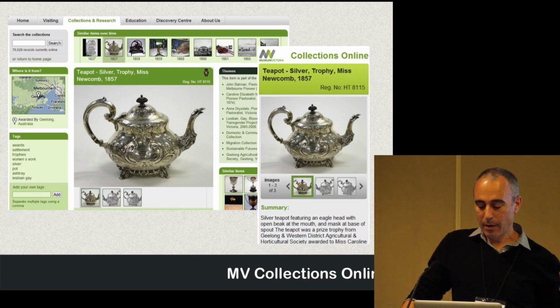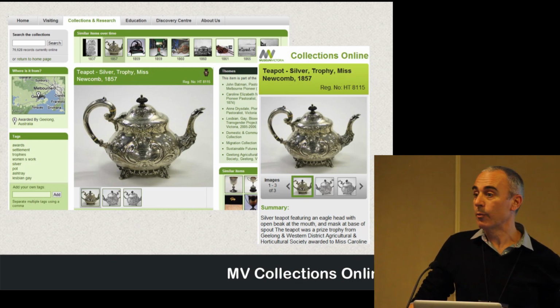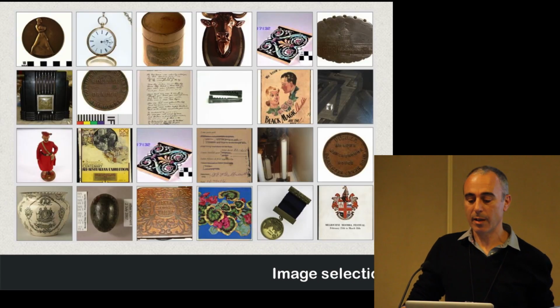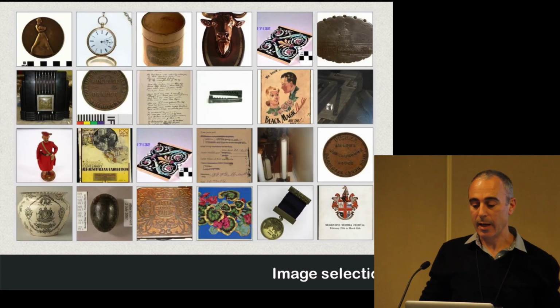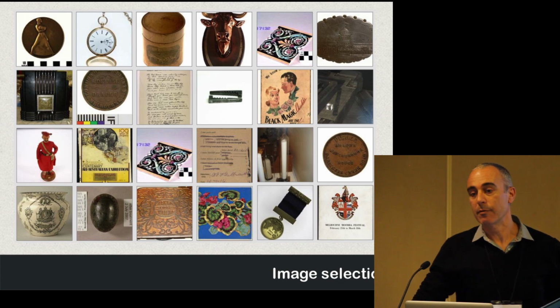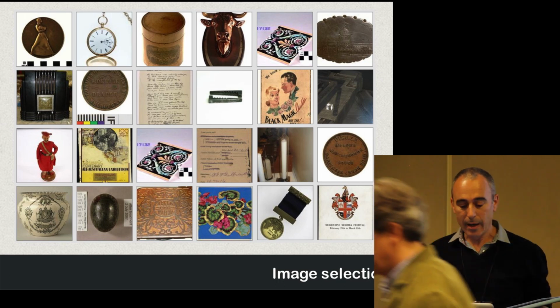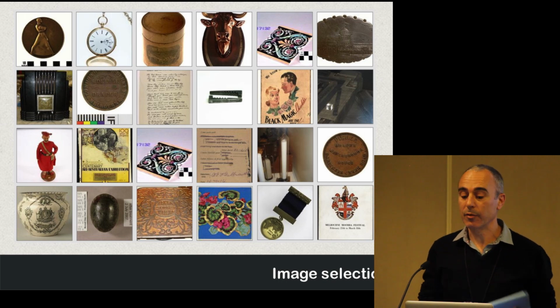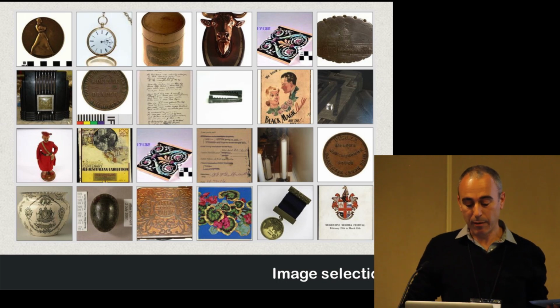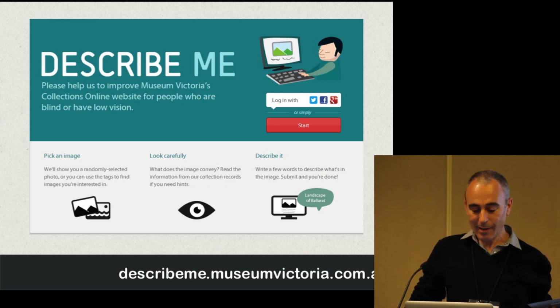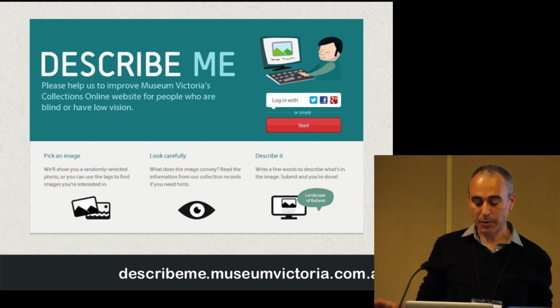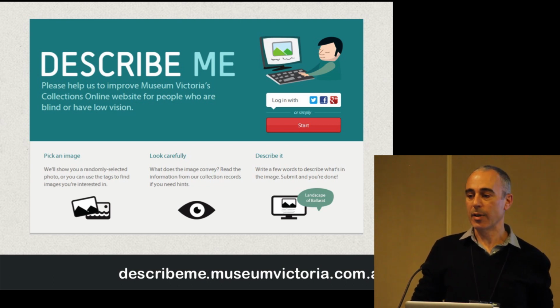The primary issue that we found was that our images weren't accessible. They didn't have alternative text. And so we built a small website, primarily for use by our staff internally, to add text and descriptions to our images. We selected images that had no alt text whatsoever, and we ended up with about 35,000 images. We called it Describe Me, and the idea is a three-step process for people to find images, describe them, and submit them back into our system.